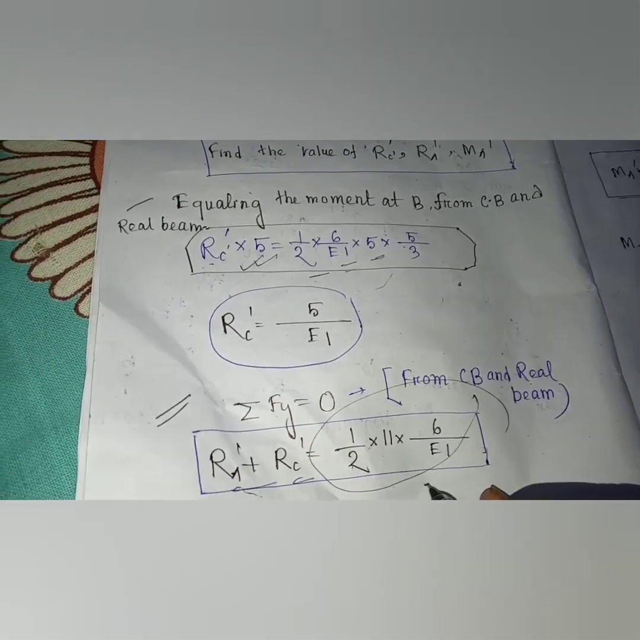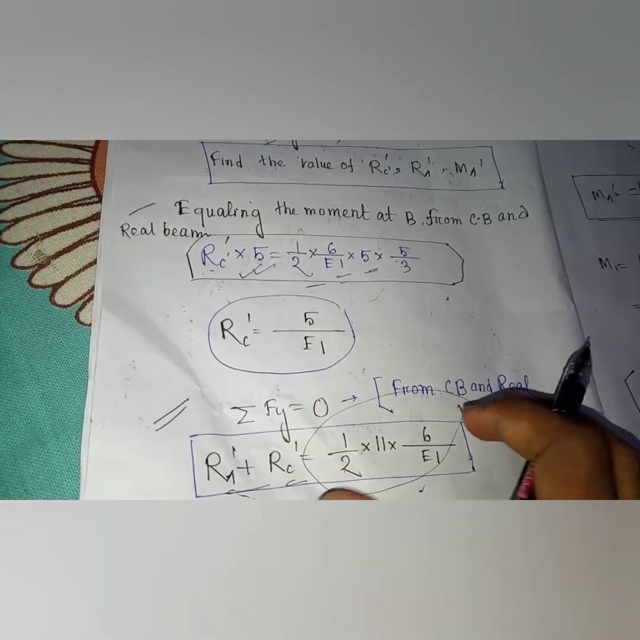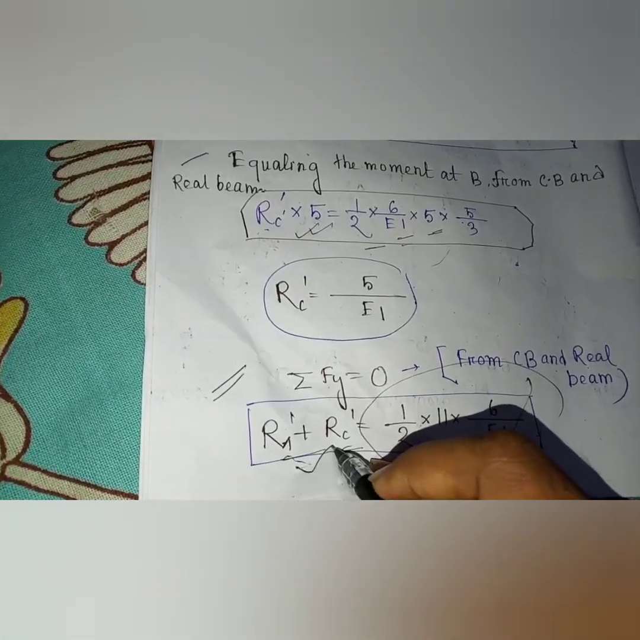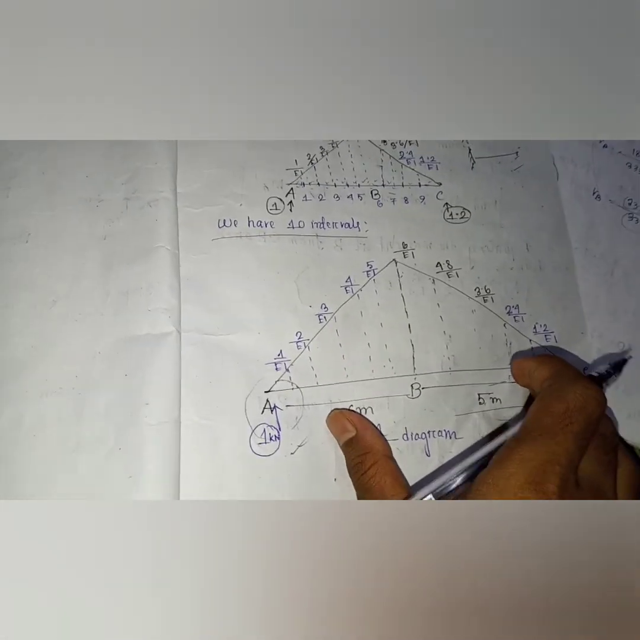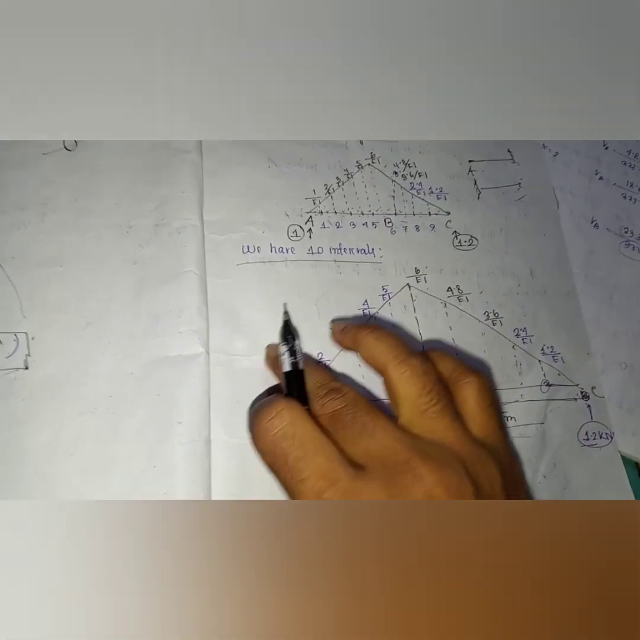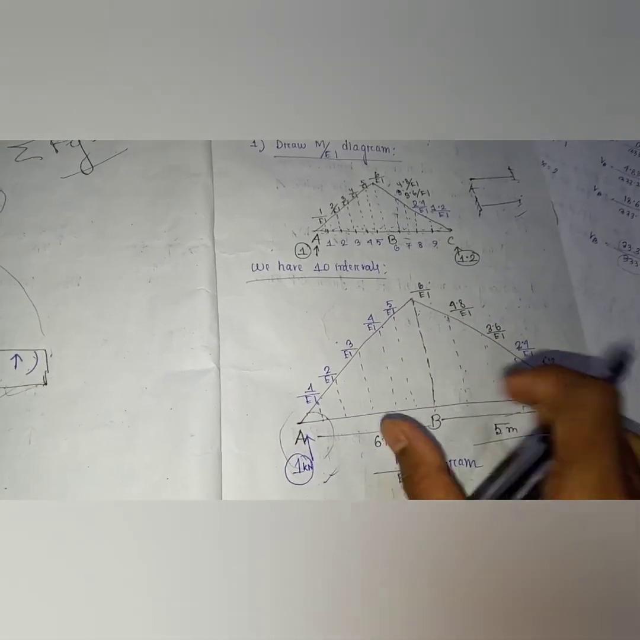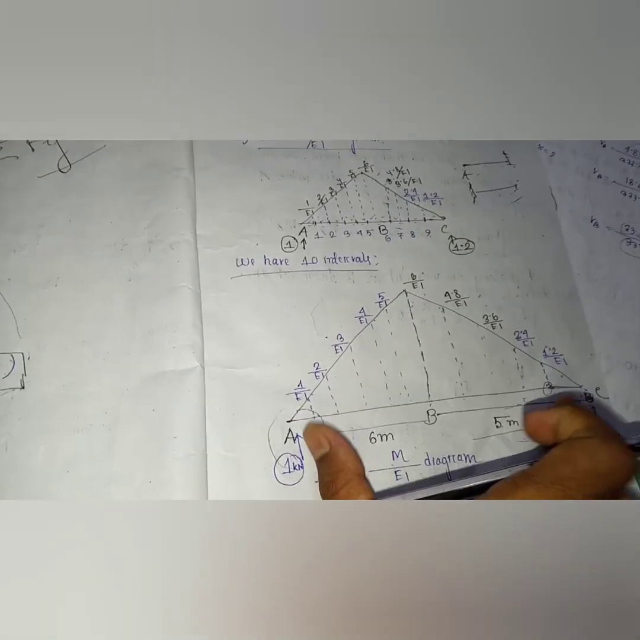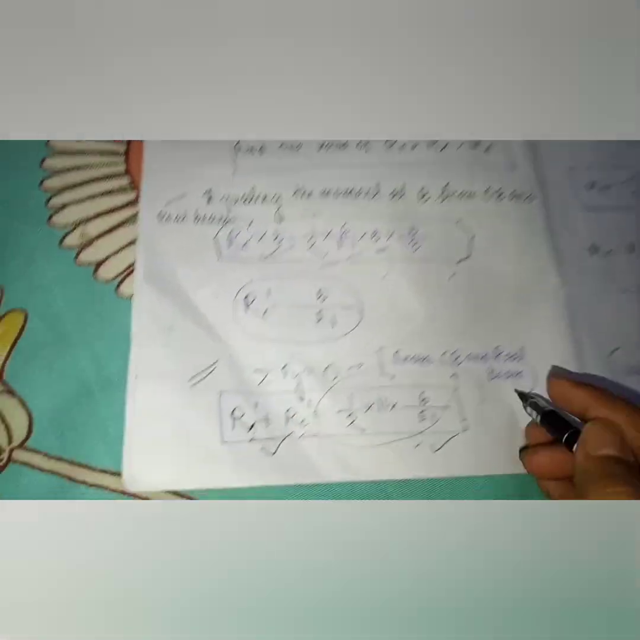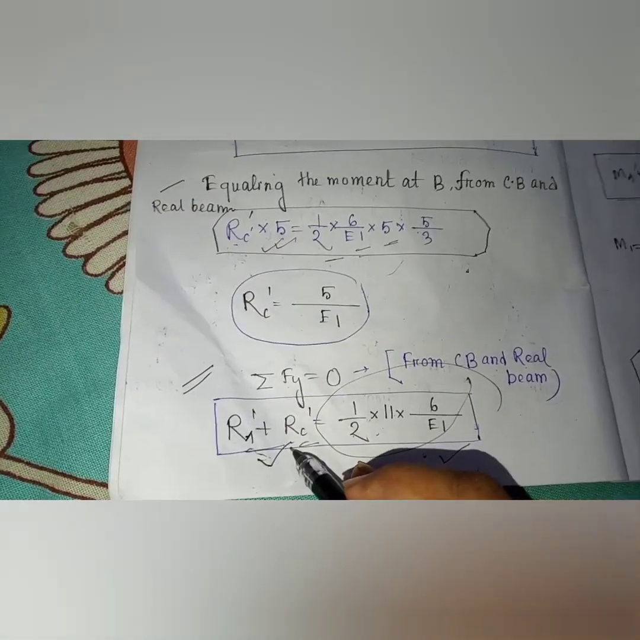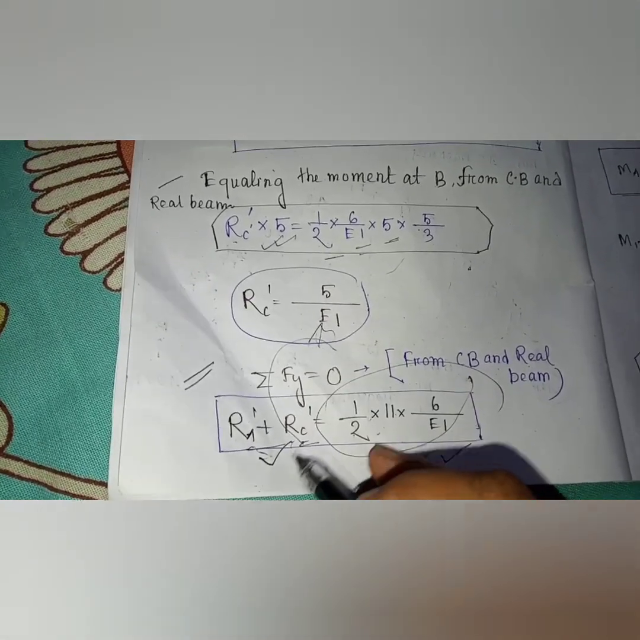Now what is this value? This value is the vertical force in the real beam. It is the vertical force in the conjugate beam and it is the vertical force in the real beam. Now just go to the real beam. It is a triangle of load. So what is the value of the total load? The total load value is half into base into height, the whole area. Base is 5 plus 6, 11, and height is 6 by EI. So half into 11 into 6 by EI. From here we know the value of RC prime, we can put it here, and we can find the value of RA prime.